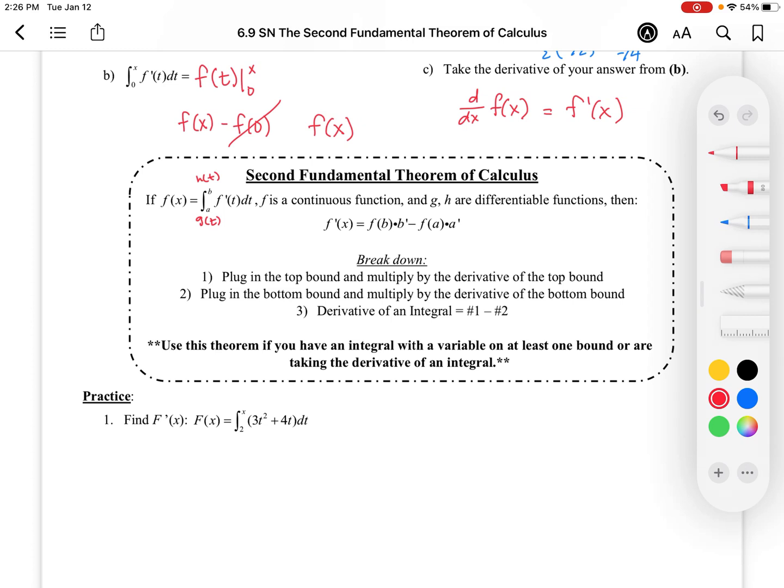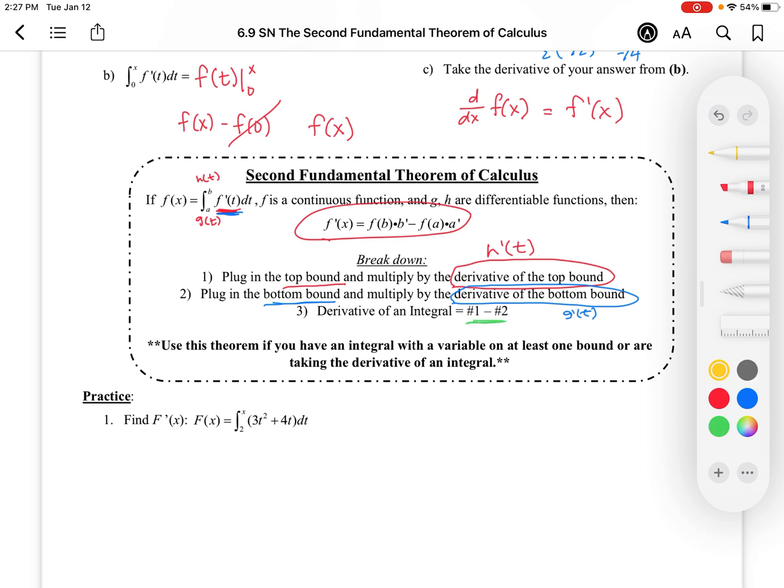So here's a breakdown of what this equation means. I'm going to plug the top bound into whatever f prime of t is, and then I'm going to take the derivative of that top bound. So that would be my h prime of t, and I'm going to multiply those. Then I'm going to plug the bottom bound into my f prime of t, and I'm going to multiply by the derivative of the bottom bound, which would be my g prime of t. And then the last part is that I would just take part 1 and subtract part 2 from it.